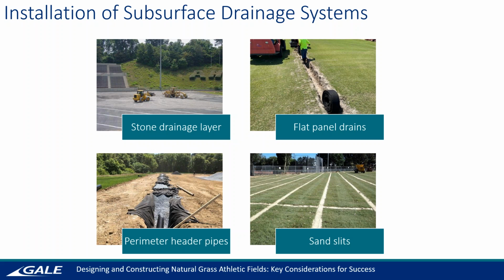The bottom right is what you see here. It's a sand slit system. Basically, you're not putting in any flat panels or any type of piping. You are creating shallow trenches and filling them in with sand. The idea here is creating a channeled system with minimal disturbance that gives rainwater and stormwater avenues to drain off the field more quickly.